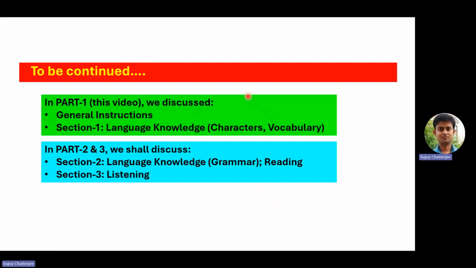So there are 2 things in the section 2, which is language knowledge, grammar and reading, and it is a lengthier one. It has 50 minutes and there are lots of questions there. So we will discuss that in part 2 of this video, and in the part 3 of this video we will discuss section 3, which is listening, which is again another monster.